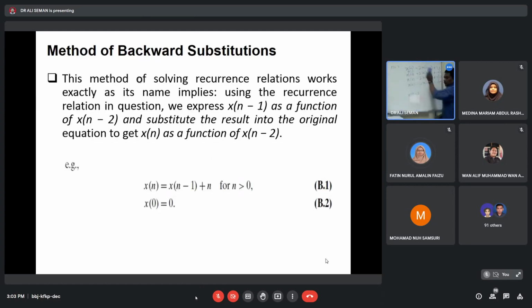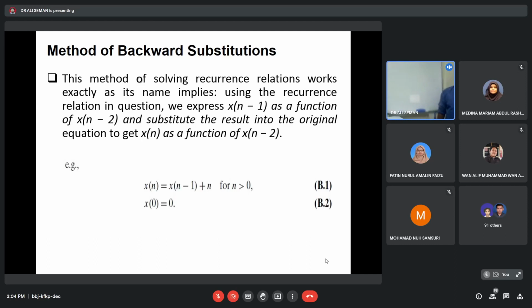Okay? Yeah, this one is only for introduction. We have backward and we have forward. But our main concern is the backward substitution method, where we can use it for our analysis later on for the recursive algorithm. Okay. Now we go to the method of backward substitution.